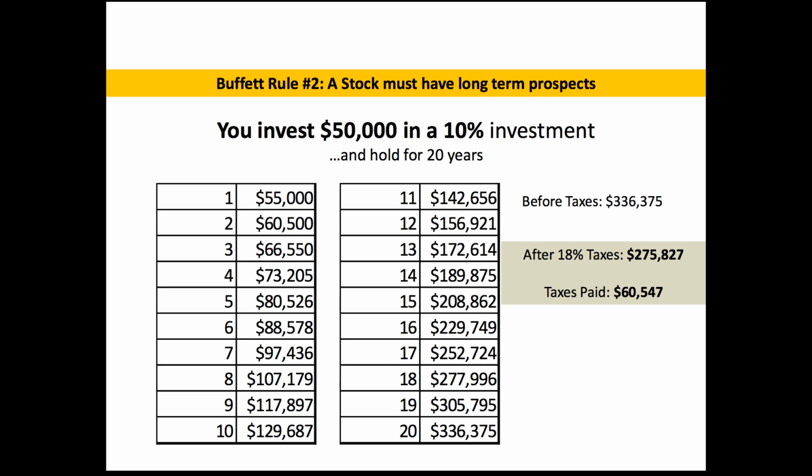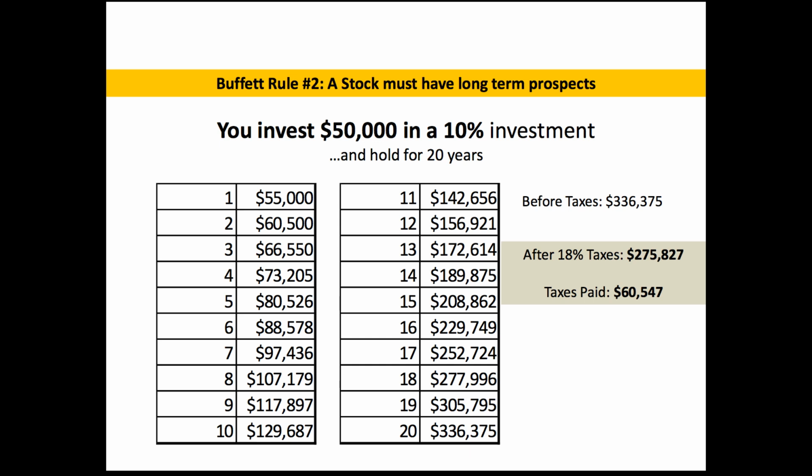So whenever we arrive at the 20-year mark, you can see we end up with $336,375. Okay, and let's assume that we sold it right at the 20-year mark, and we're also going to assume that we're in that highest tax bracket. Okay, so in the highest tax bracket, we would owe 18% on our taxes after we held that security for 20 years. So after the 18% in taxes, the number that we came up with goes down to $275,827.